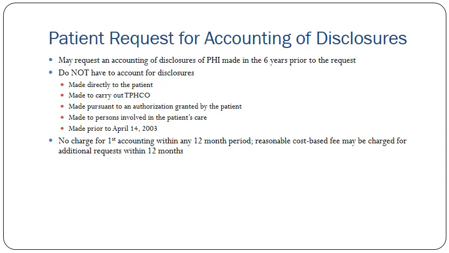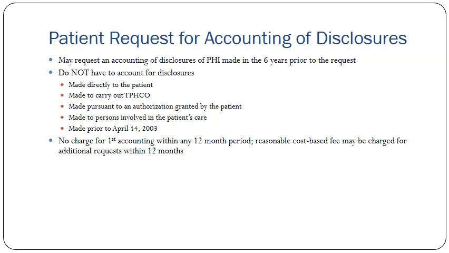The patient may request that the provider provide a list of all the disclosures of PHI made during the 6 years prior to the request. The provider is not required to account for disclosures that are made directly to the patient, made to carry out TPHCO, made pursuant to an authorization granted by the patient, made to the persons involved in the patient's care, or made prior to the implementation of the HIPAA laws, which is April 14th of 2003.